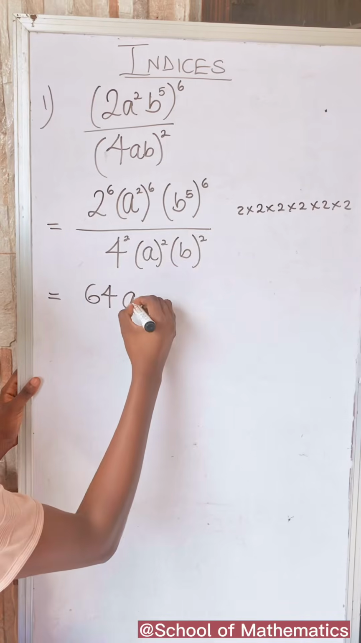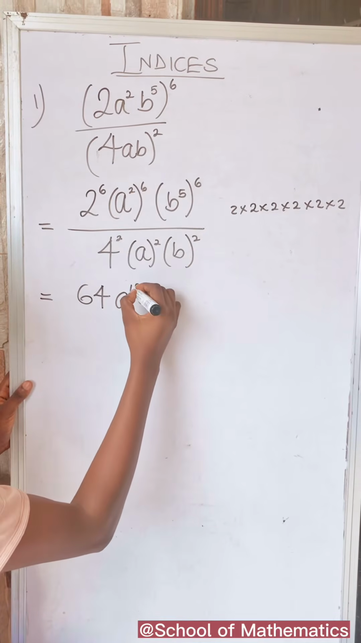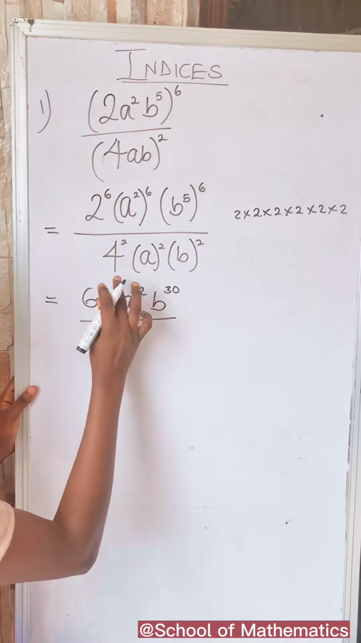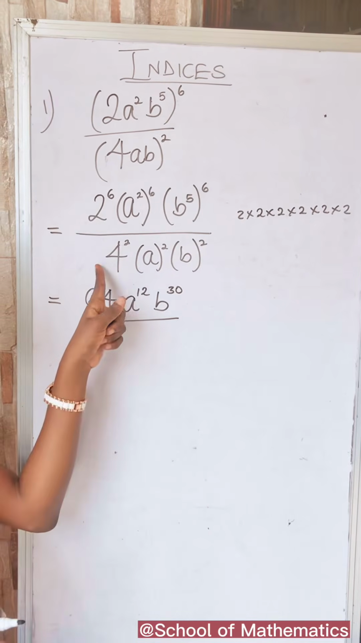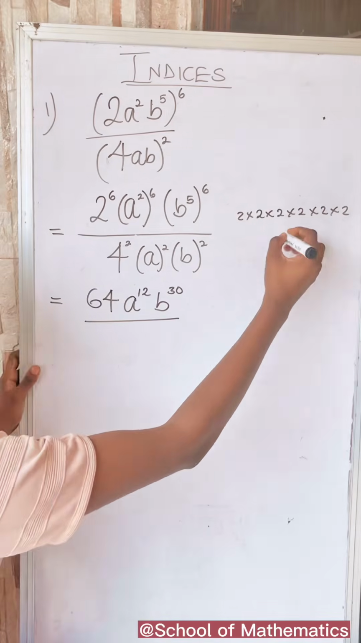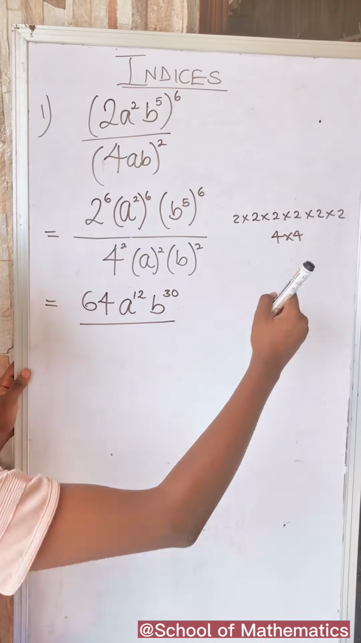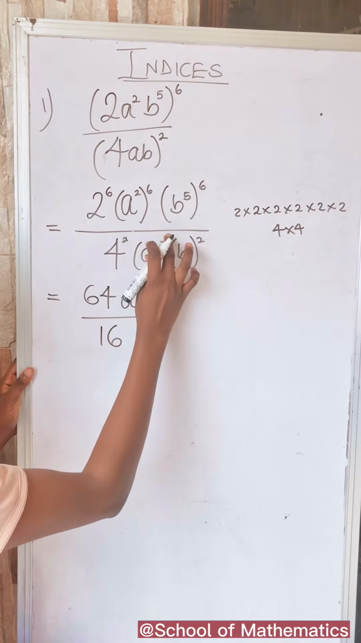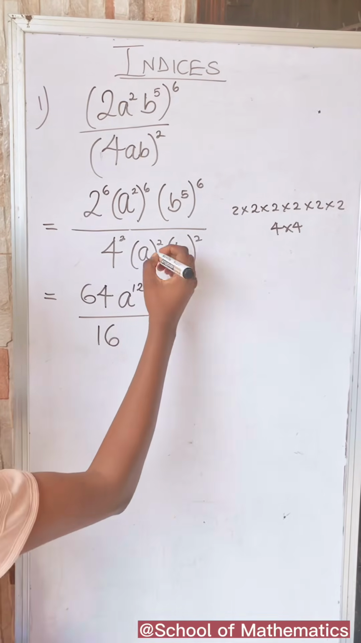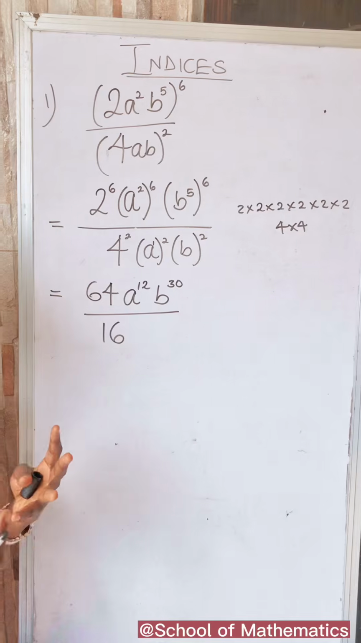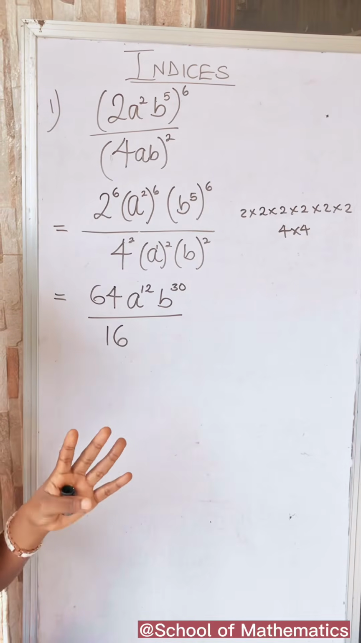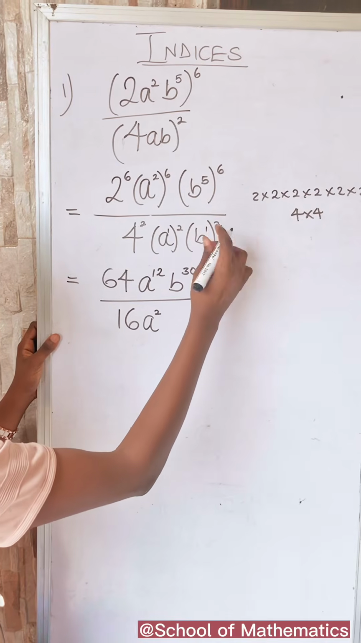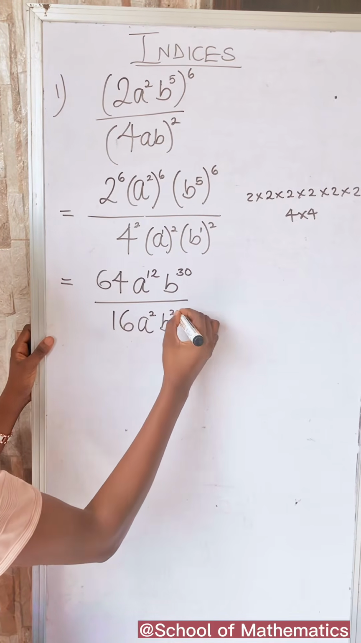So here we have A, 2 times 6 is 12. We have B, 5 times 6 is 30. And then we have all over 4 raised to the power of 2, which is 4 times 4 in 2 places, which gives us 16. So A raised to the power of 2. There's a 1 here. Every number has the power of 1. So 1 times 2 is A raised to the power of 2. 1 times 2 is B raised to the power of 2.